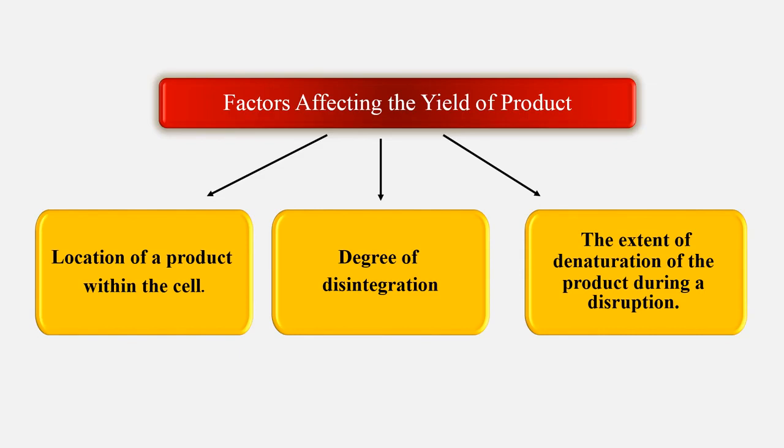أما لو كانت عملية التحطيم أو درجة التحطيم عالية أدت إلى تحطيم كل الخلايا بشكل جيد، فإن جميع هذه الجزيئات المرتبطة قد تحررت ويكون المنتوج بشكل عالي. Third, extension of denaturation of the product during disruption، وهو مدى تمسخ المنتوج خلال عملية التحطيم.